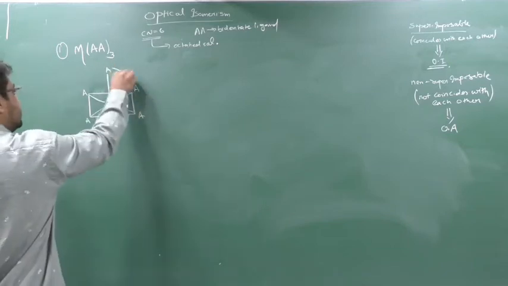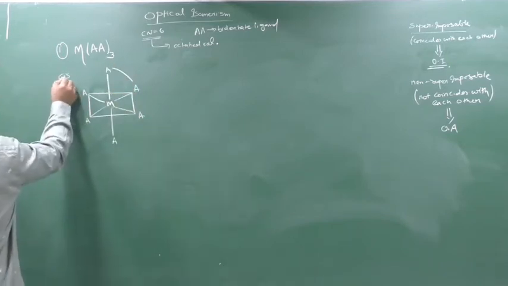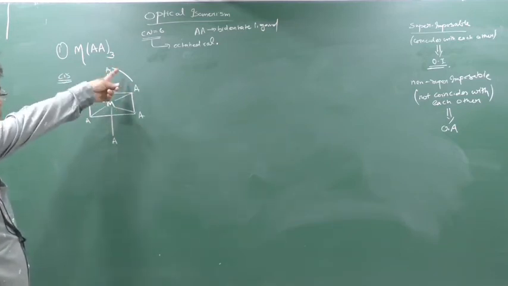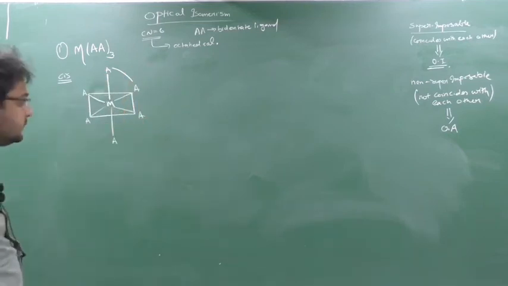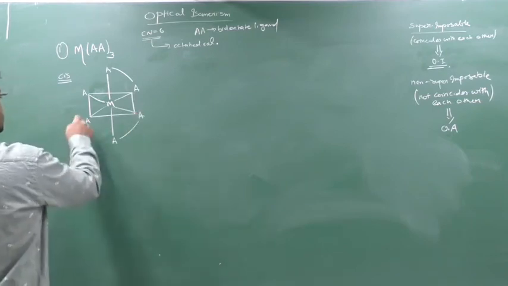Now if I join this, I have created 90 degrees. So this is a cis position. When I join this, I have created an angle of 90 degrees. 90 degrees means cis. Yes or no? So this is now in the joint. So I will come with this. Yes or no? This is now also joint.